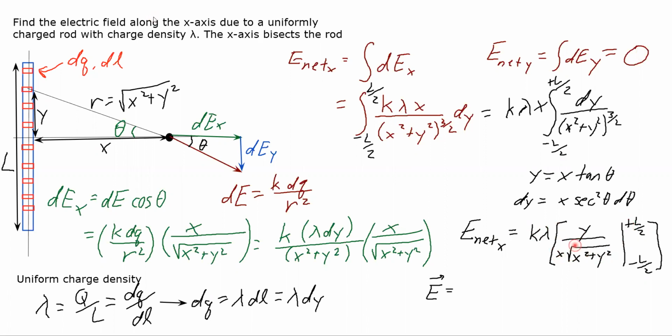So if I simplify what's in the brackets here once I plug in my limits, this is what I get: k lambda L, and then I have 1 over x times the square root of x squared plus L over 2 squared.